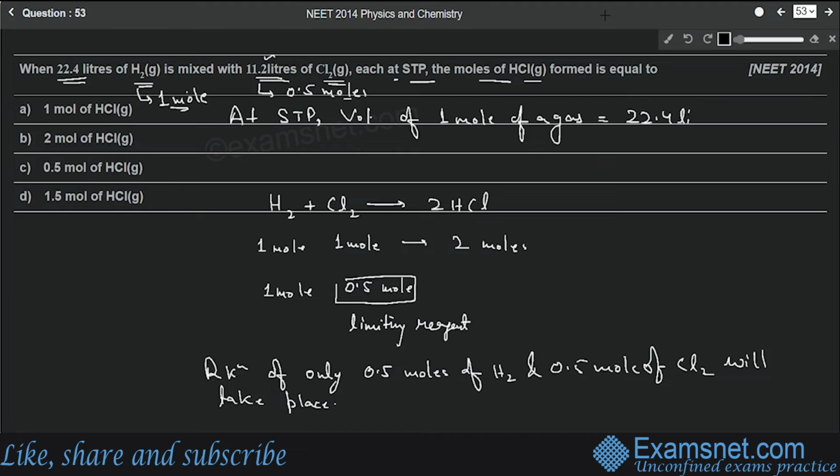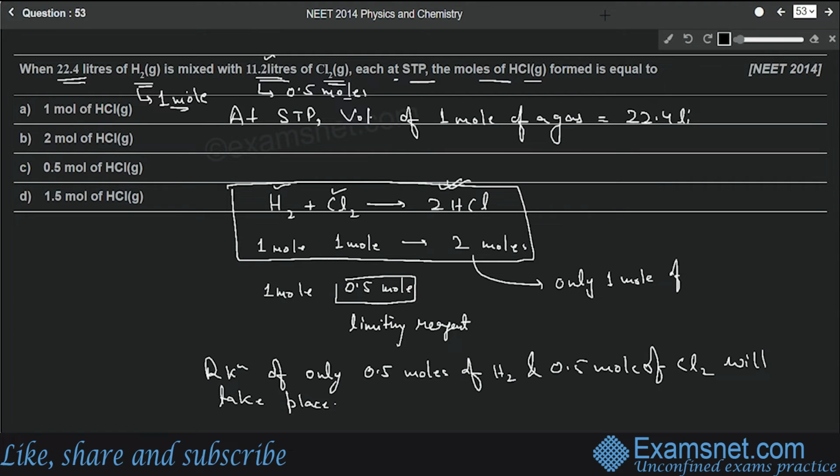So as compared to the general reaction, only half the number of moles of H2 and Cl2 are taking part in the reaction. That means only half the number of moles of HCl will be formed. That means instead of 2 moles of HCl, only 1 mole of HCl will be formed. So option A, 1 mole of HCl gas, will be the correct answer.